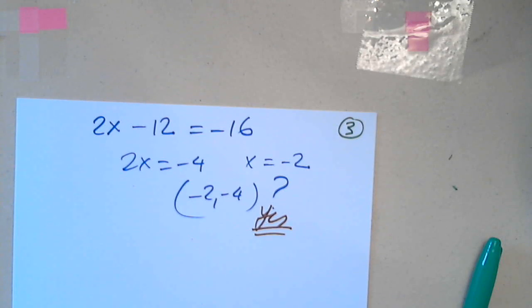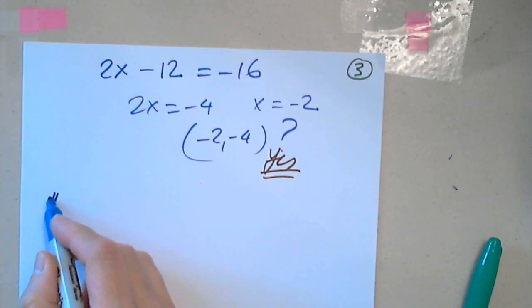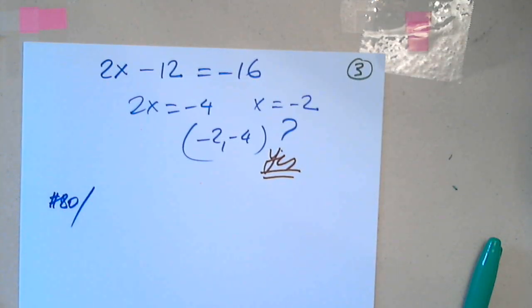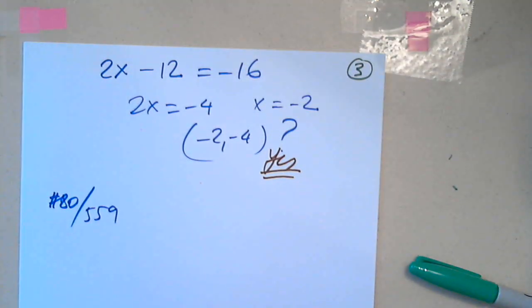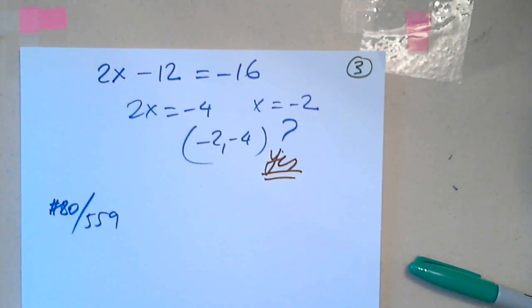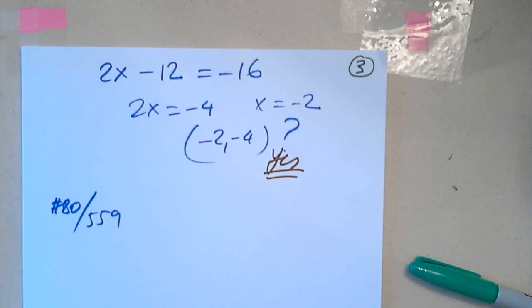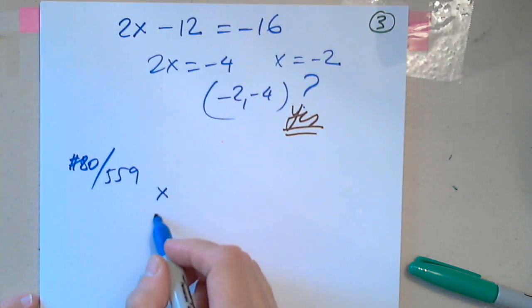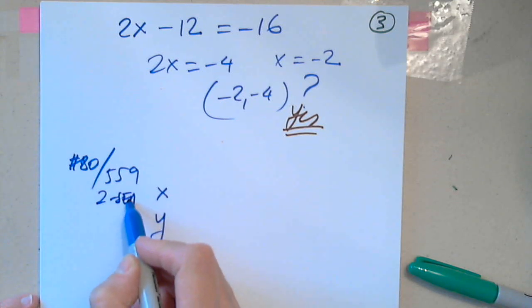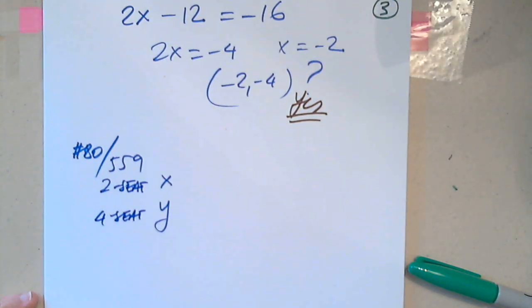Okay, so let's look at a word problem this time. Problem 80 on page 559. And I need to be ready with more paper here. Okay, a new restaurant is to contain 2 seat tables and 4 seat tables. So I'm going to say type X and type Y. 2 seat, 4 seat tables.